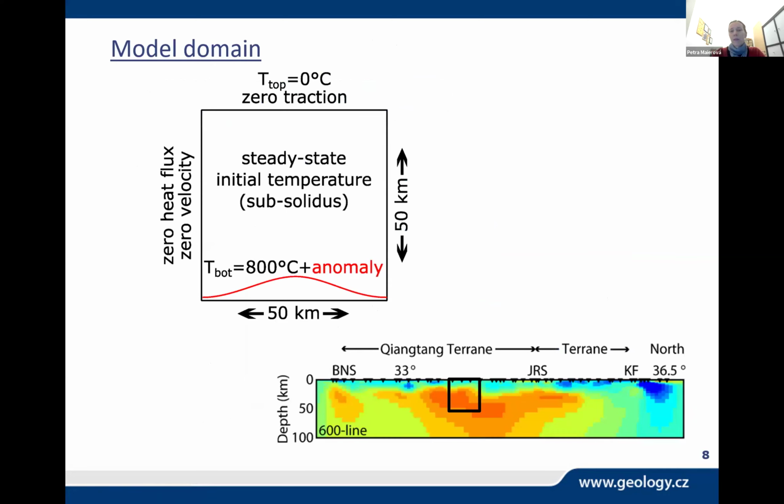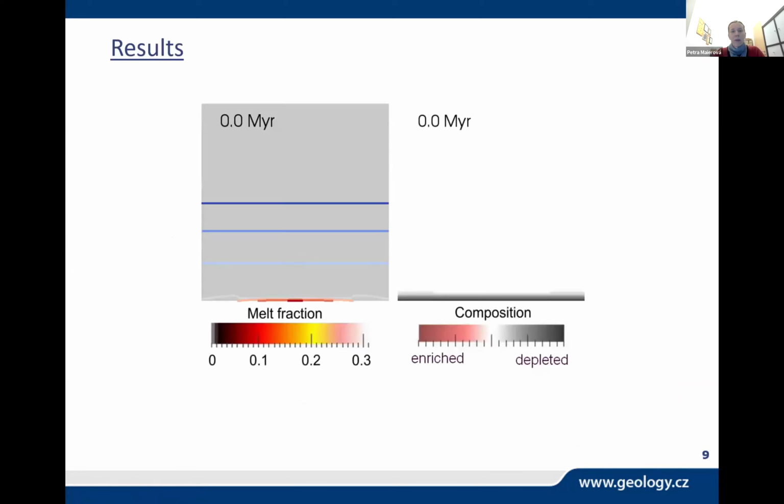The model domain will be 50 by 50 kilometers, and it will be, in fact, a closed box from the sides and from the bottom. So it will represent some internal central part of a hot orogenic crust, like, for example, in Tibet. It will be initially subsolidus, so there will be no melt at the beginning, but then we will prescribe some temperature anomaly at the bottom boundary, which will start to increase the temperature and melt the material.